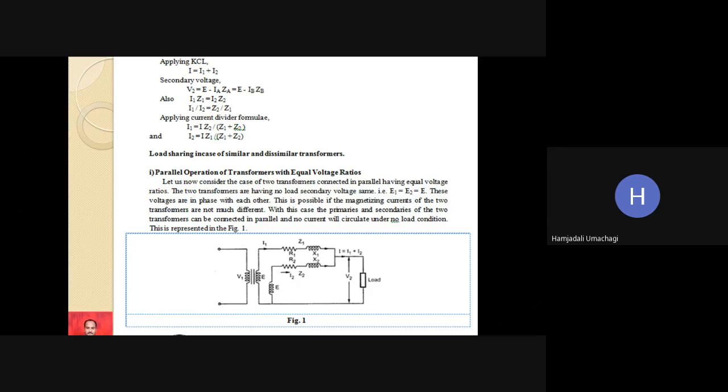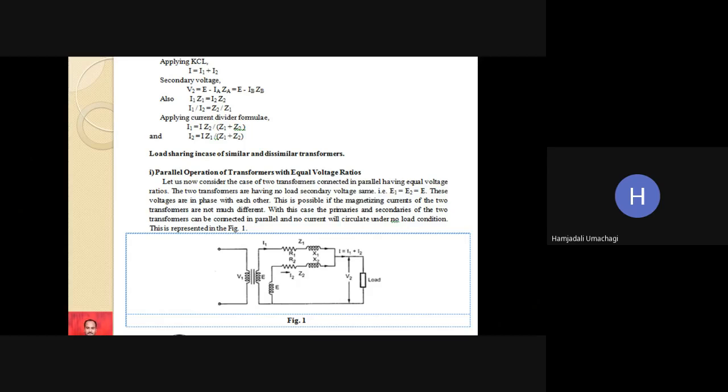Now let us check the description here. Let us consider the case of two transformers connected in parallel having equal voltage ratios. As I told you, there are two transformers connected in parallel and both have equal voltage ratio, E and E. The two transformers have the same no-load secondary voltage. Even though we have drawn a load symbol here, it is as good as no load.